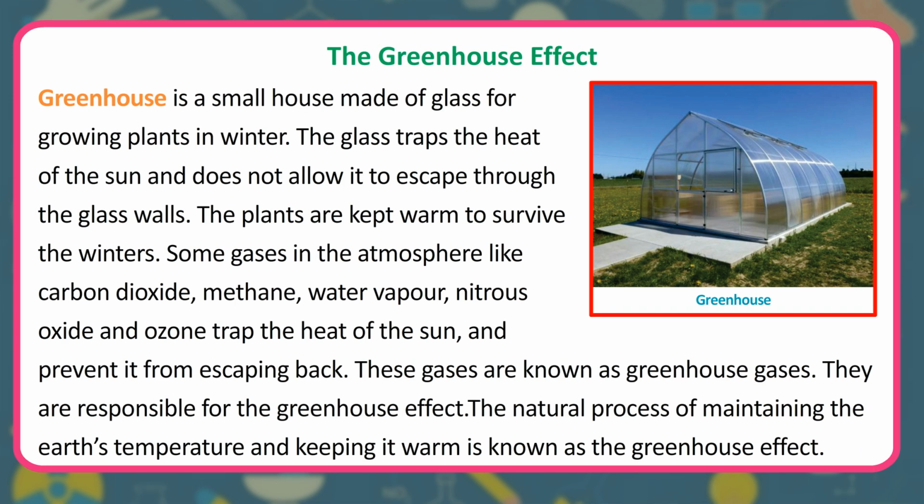The greenhouse effect. Greenhouse is a small house made of glass for growing plants in winter. The glass traps the heat of the sun and does not allow it to escape through the glass walls. The plants are kept warm to survive the winters. Some gases in the atmosphere like carbon dioxide, methane, water vapor, nitrous oxide and ozone trap the heat of the sun and prevent it from escaping back. These gases are known as greenhouse gases. They are responsible for the greenhouse effect. The natural process of maintaining the Earth's temperature and keeping it warm is known as the greenhouse effect.